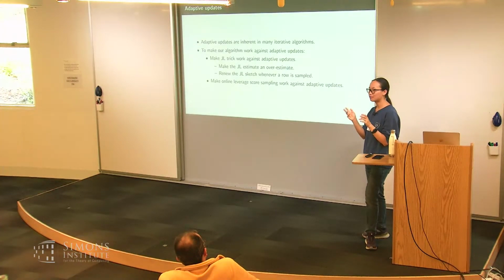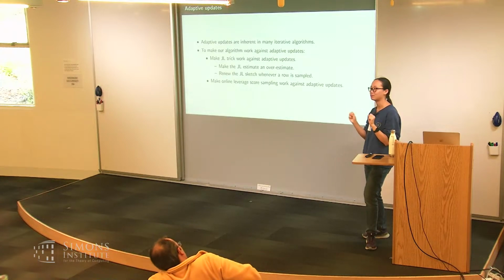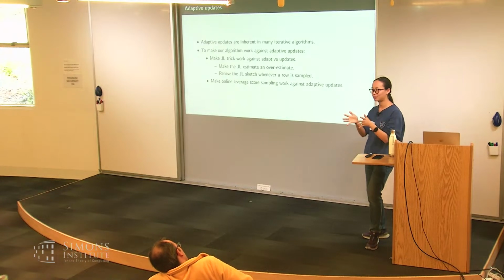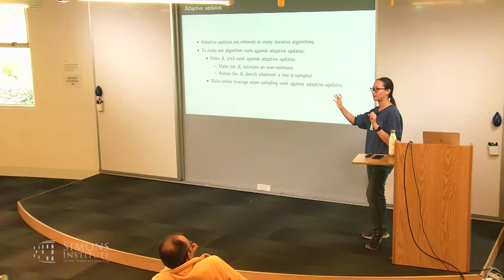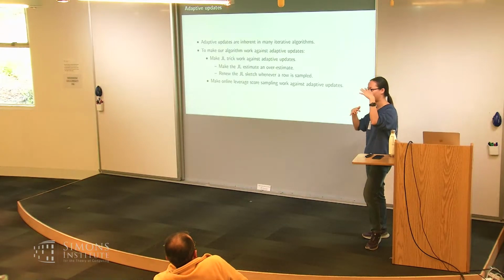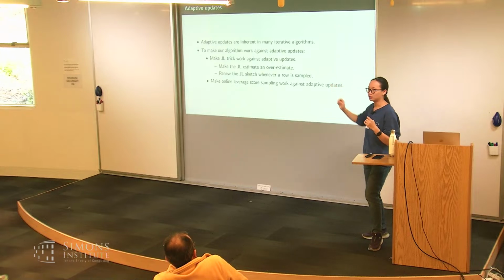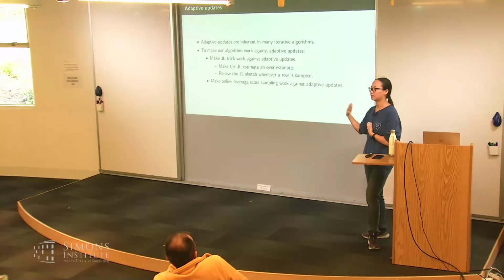But once we sample a row, we could leak some information just by this binary decision, because there could be situations where we sample a row but the ideal algorithm does not, because we use an overestimate. But when that happens, we immediately renew the JL sketch. That is also fine because we just don't reuse it anymore.